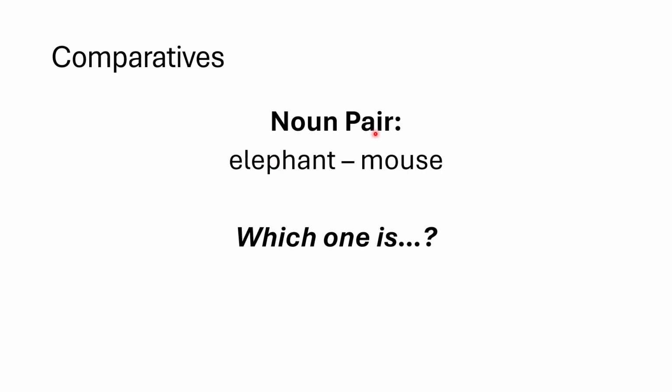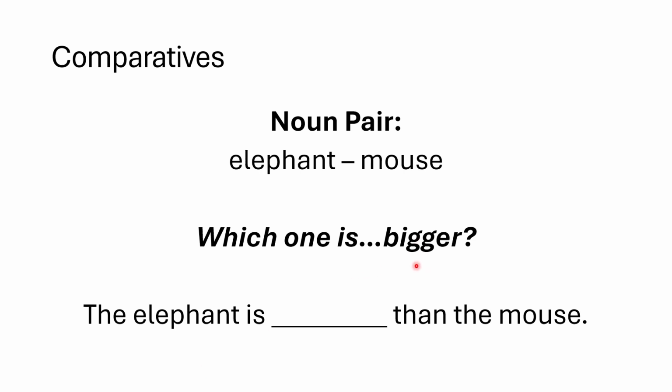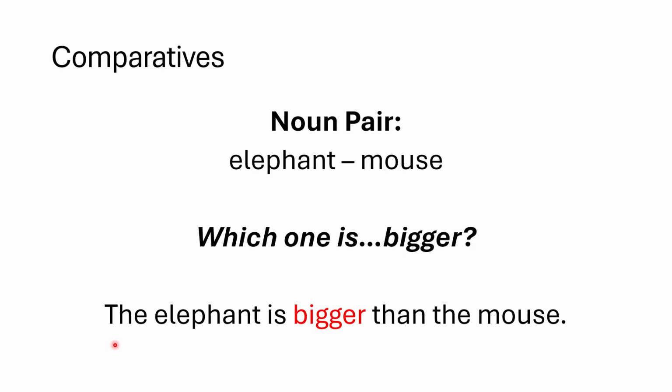Here is a noun pair: elephant, mouse. Which one is bigger? Which one is bigger, the elephant or the mouse? The elephant is bigger than the mouse.